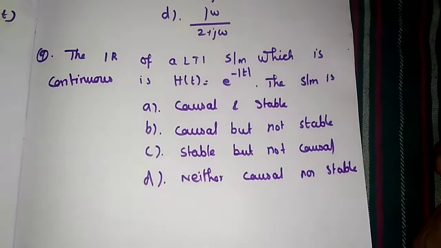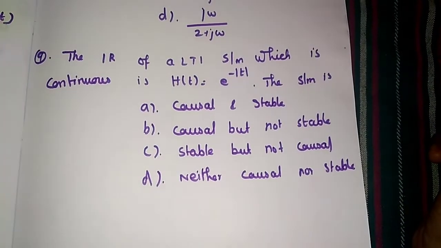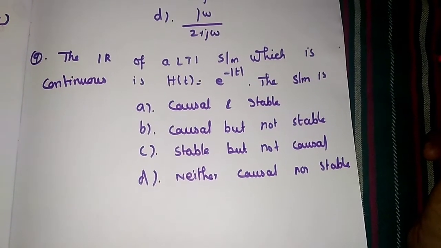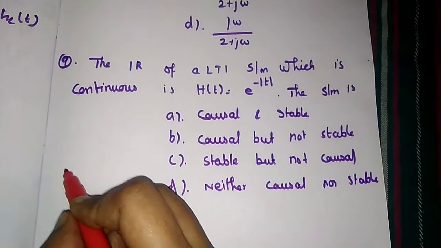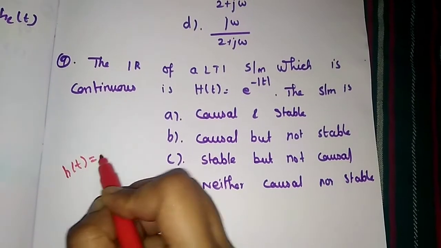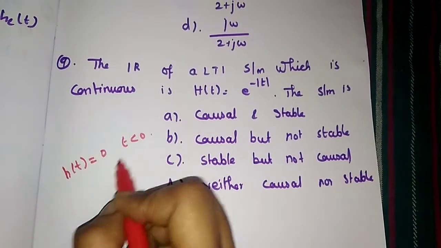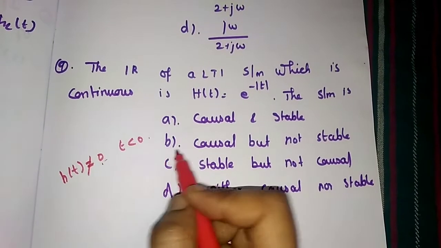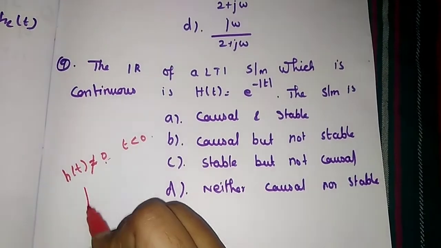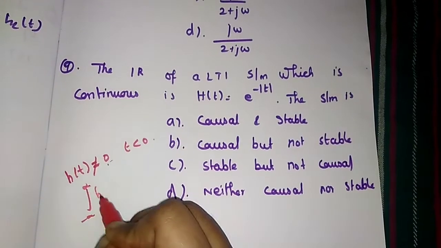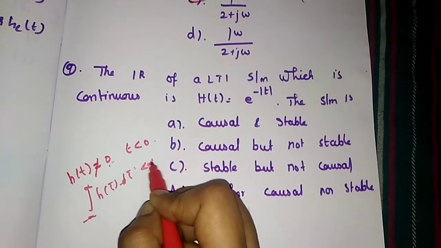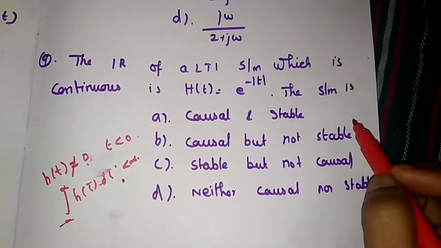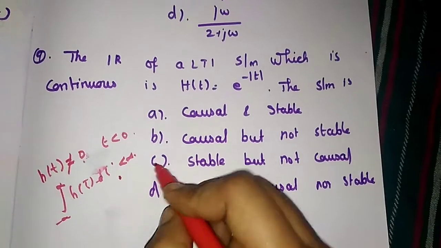Next question, the impulse response of a continuous LTI system is h(t) equal to e power minus mod t. The system is? For a causal system, h(t) is equal to 0 for t less than 0. This condition fails here, since h(t) is not equal to 0 there, so this is not a causal system. And for a stable system, we have a condition, and this system satisfies it. So the system is stable but not causal. So here the answer is C.